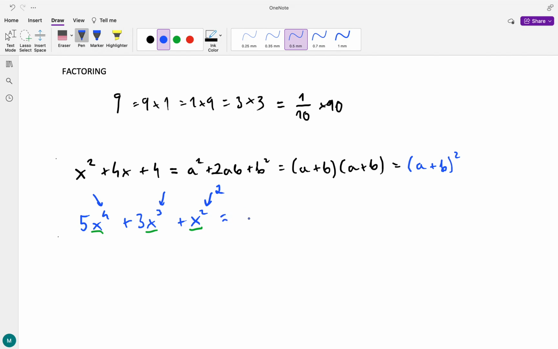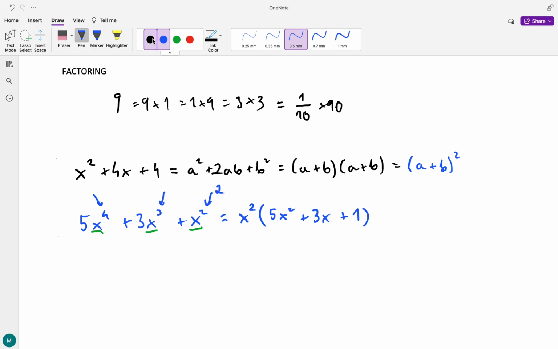Let me show you how it's done. So I'm going to say x squared. That means I'm factoring it out, basically pulling it out of this expression and putting it in front of the parentheses. And then what are we left with? When we divide 5x to the 4th by x squared, we are left with 5x squared. When we do the same thing with the following term, we end up with just 3x. And we divide x squared by x squared, we simply end up with 1.